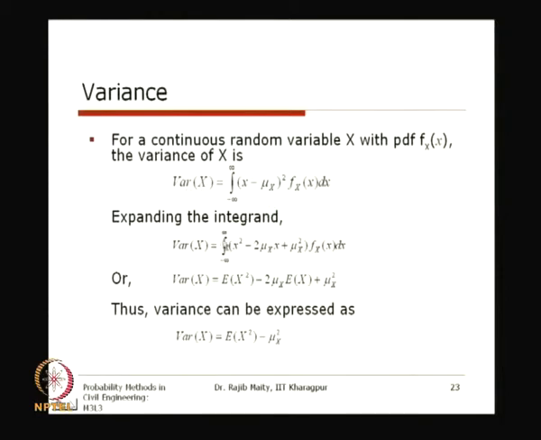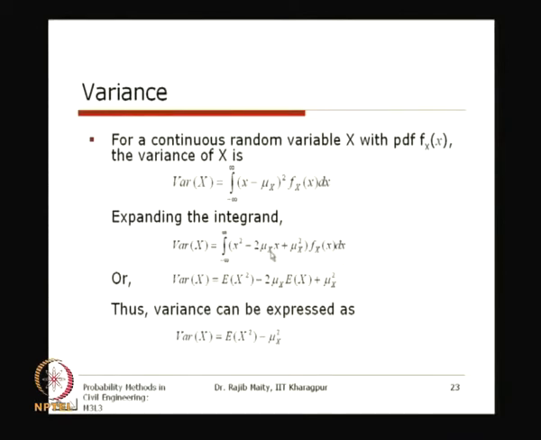Now, if we expand it a little, we can come to this. Expanding this particular value, it becomes the integral of x square multiplied by fx dx. Now, recall the expected value of a function. Here the function is x square, so x square multiplied by fx dx is nothing but the expected value of x square, the function of the random variable, minus 2 mu x. Now, this is a constant when we are taking this.